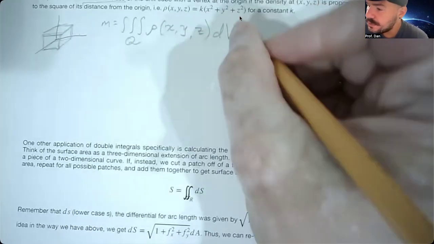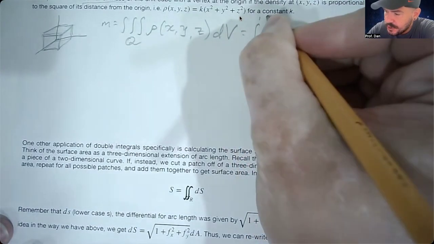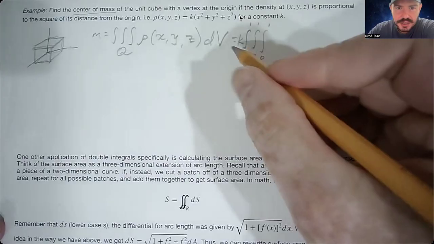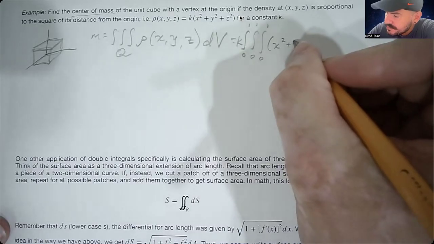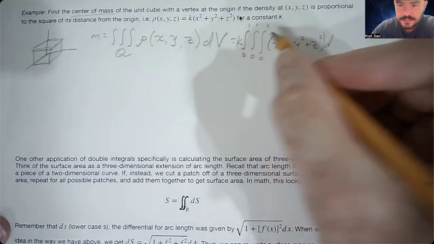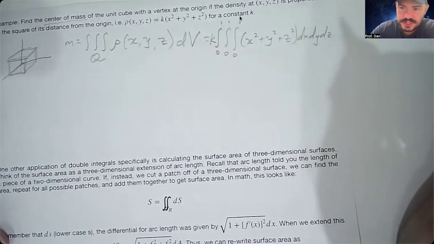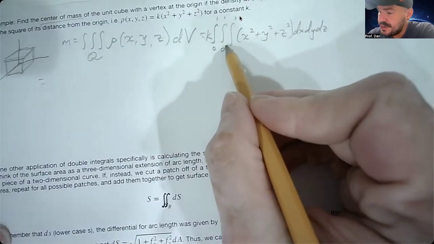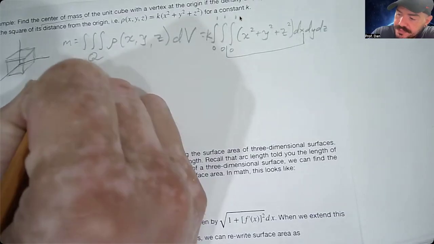All right. So there's nothing wrong with me going integral from 0 to 1, integral from 0 to 1, integral from 0 to 1. K is a constant, so it can go out front. Other than that, rho is x squared plus y squared plus z squared. And because the bounds are all the same, it really doesn't matter what order I put my differentials in.